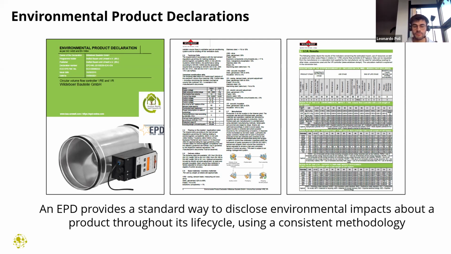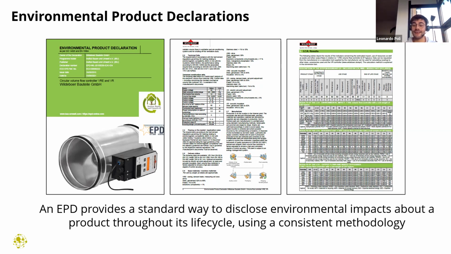becomes almost impossible. Now, an EPD is governed again by an EN standard. So we talked about EN 15978 when we talk about buildings and building systems. For products, we talk about a different EN standard, which is closely related, but it's EN 15804.